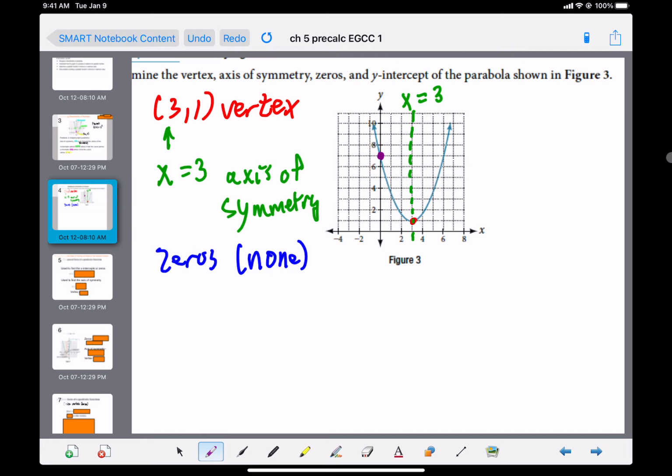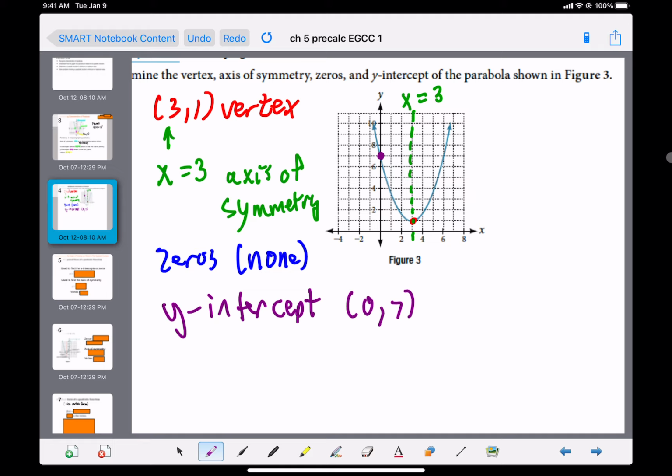The next thing they want is our y-intercept. Our y-intercept happens at a y value of 7. That's technically the point (0, 7). I like to show it as a point because then it's a little more helpful for some other applications.